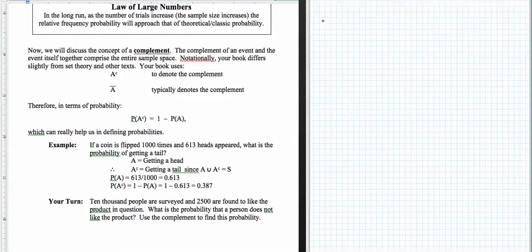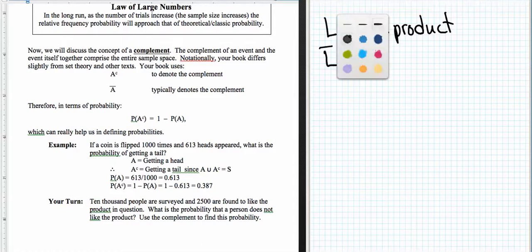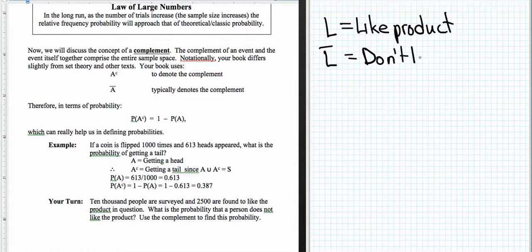Okay, hopefully you took my advice and went ahead and paused your computer. So I'm going to define as L liking this product, right? So this is like the product. And then I'm going to define not L as don't like this product.